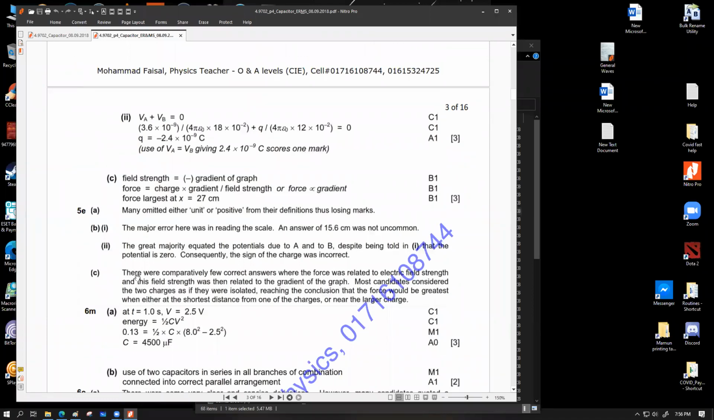Look at the exam report. There were comparatively few correct answers where the force was related to electric field strength, and this field strength was then related to the gradient of the graph. Most candidates considered the two charges as if they were isolated, reaching the conclusion that the force would be greatest either at the shortest distance from one of the charges or near the larger charge. Oh, okay. So most of the wrong answers were based upon basic theoretical ideas, other than considering the graph, which was obviously a wrong approach.